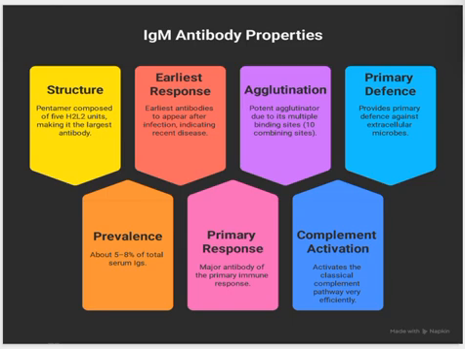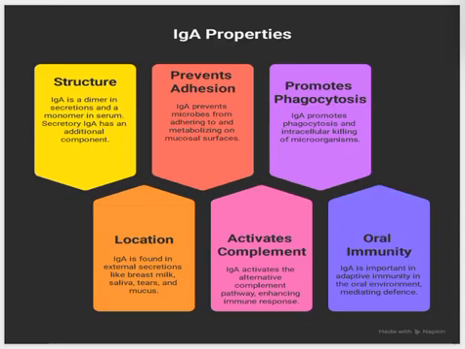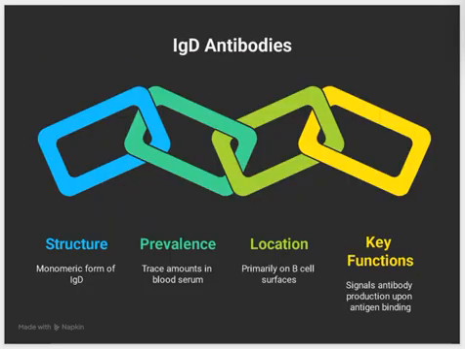IgA mainly protects mucosal surfaces. It exists as a dimer in secretions like saliva and tears, with an added secretory component for stability. IgA prevents microbes from sticking to surfaces, promotes phagocytosis, and activates the alternative complement pathway. Its presence in breast milk and mucus highlights its vital role in oral and mucosal immunity, acting as a frontline defender in our body's exposed areas.